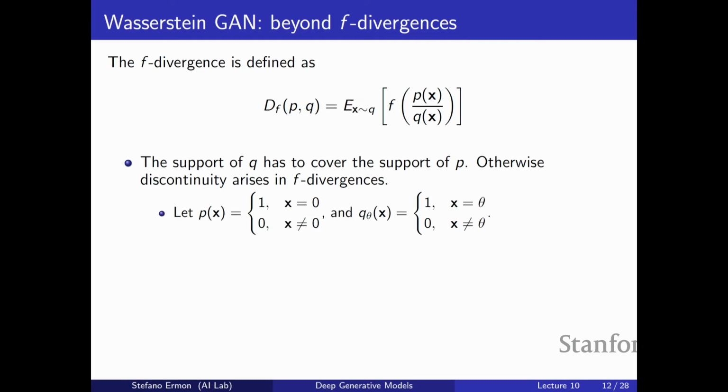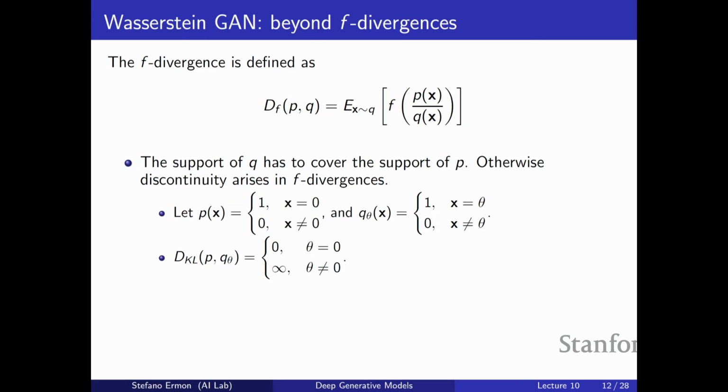You can see an example here. Imagine a super simple data distribution where all the probability mass is at 0, and a model distribution where you put all the probability mass at this point theta. If theta is 0, then the two distributions are the same. But if theta is different from 0, then the supports are different. If you look at the KL divergence, it's going to be 0 if the distributions match, and it's going to be infinity for any other choice of theta.